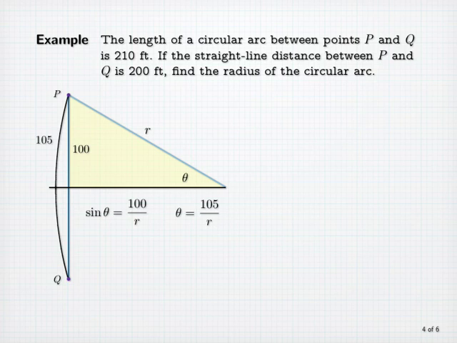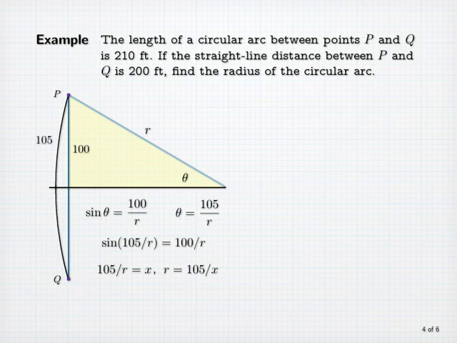Also, by definition of radian measure, theta is equal to the length of the subtended circular arc divided by the radius r. Let's substitute that second equation into the first and write sine of 105 divided by r equals 100 divided by r. Now let's simplify this a little bit by making a substitution. Let's let 105 divided by r equal x. So the left-hand side of the equation is simply sine x. And let's notice that that's equivalent to r equals 105 divided by x.